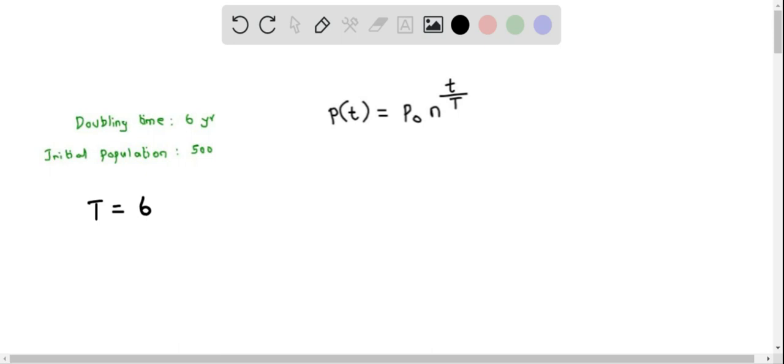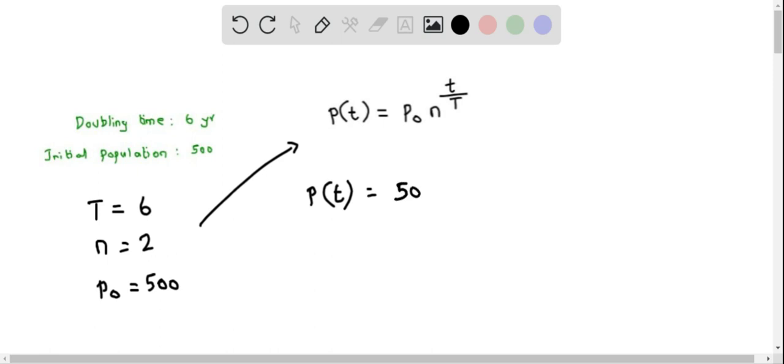And since it is doubling time, we see that n equals 2. And initial population is given as 500. That is P naught equals 500. So we now plug in all this information into this exponential model, which gives us P of t equals P naught is 500, n is 2, so I write 2, and this raised to the power of t, we put this lowercase t as it is, divided by this uppercase T is 6.